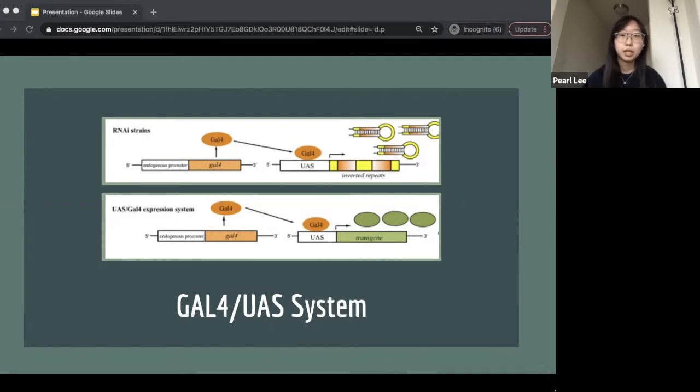By utilizing the UAS GAL4 system, Drosophila can be used as an Alzheimer's disease model by expressing the associated genes APP and Tau in a wild-type fly background. The system develops an offspring of Drosophila lines that can express human protein in the desired tissues.